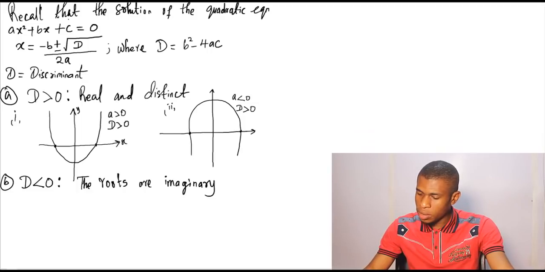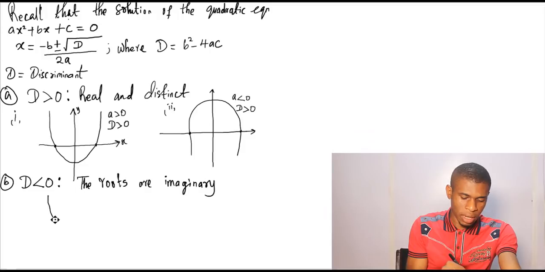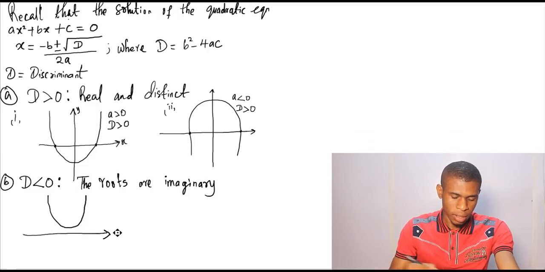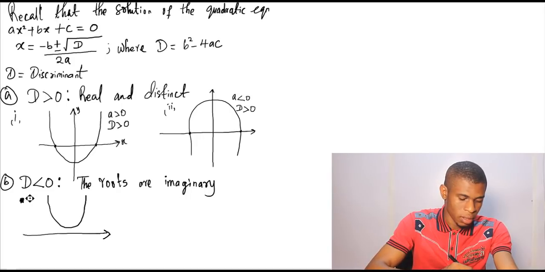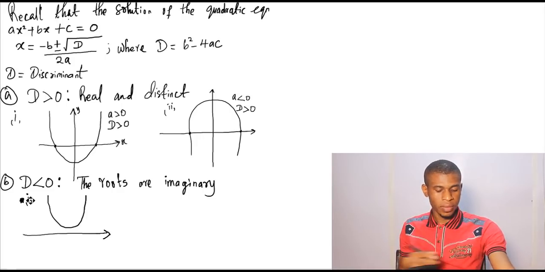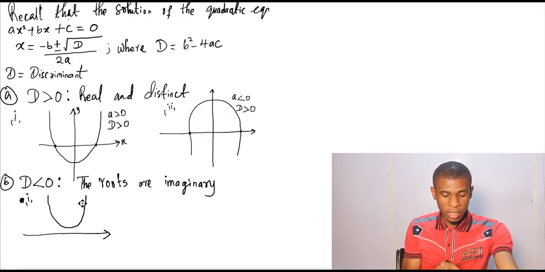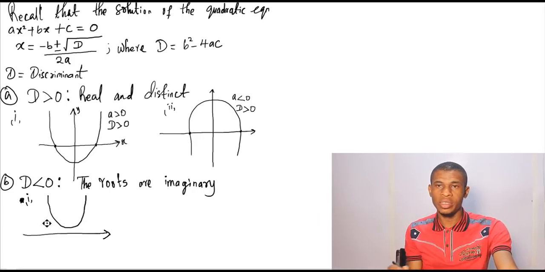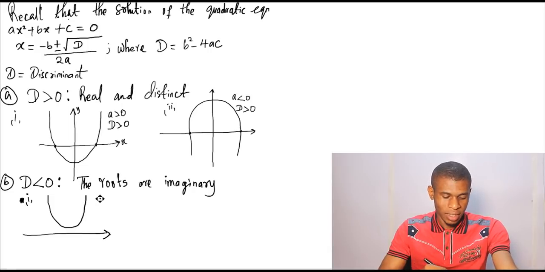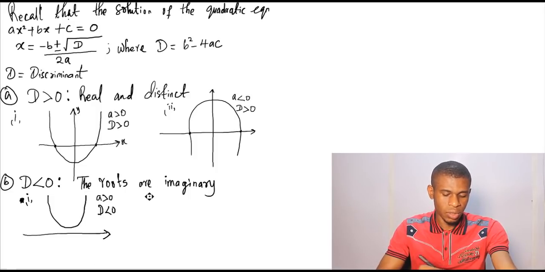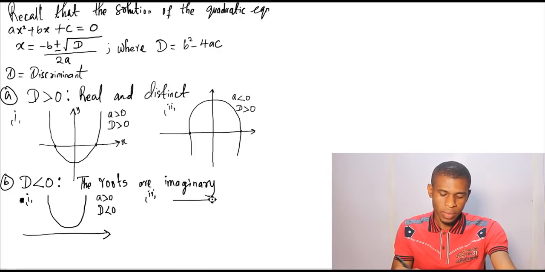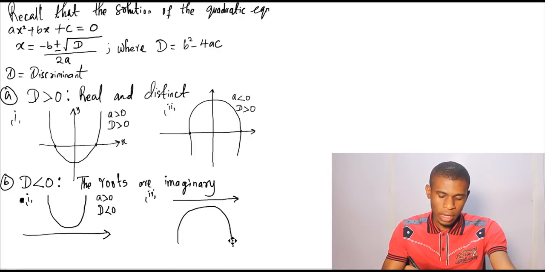So what happened to the parabola? Let's see. In this case, we have the parabola curved like this. Look at the x-axis. When it's curved like this, we have that the roots are imaginary. The graph will not cut the x-axis at any point. Look at the x-axis, look at the graph, the curve. Can you see? Here we know that a is greater than 0 and D, the discriminant, is less than 0. Another case we can see: if this is the x-axis, the graph will curve like this.